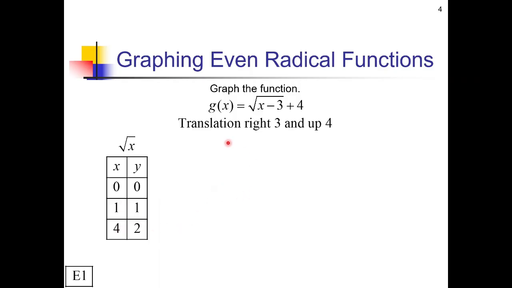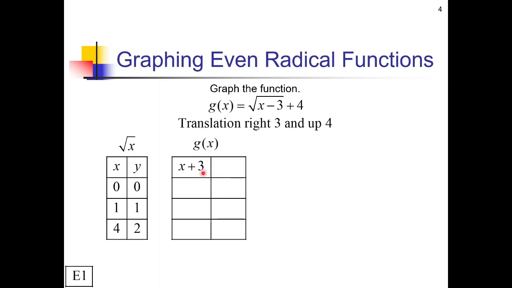So now what are we going to do in light of these transformations here? If we're going right 3, that means we have to add 3 to the x values, so x plus 3. And if we're going up 4, that means we have to do y plus 4. So let's apply that to each of our values here. I'll do the x's first. 0 plus 3 is 3, 1 plus 3 is 4, and 4 plus 3 is 7. Now adding 4 to all the y values, we have 4, 5, and 2 plus 4 gives us 6.